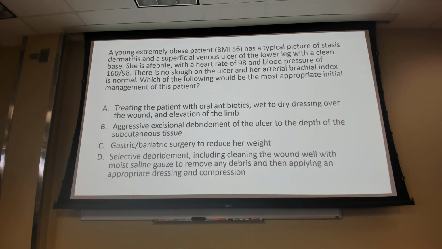All right, young, extremely obese, BMI of 56. That's huge. Typical picture of stasis dermatitis, a superficial venous ulcer on the lower leg with a clean base. Typically this is what you see in elderly obese patients, but she's afebrile with a heart rate of 98, blood pressure 160/98, no slough on the ulcer, and her ABI is normal. Which of the following would be the most appropriate management of this patient?